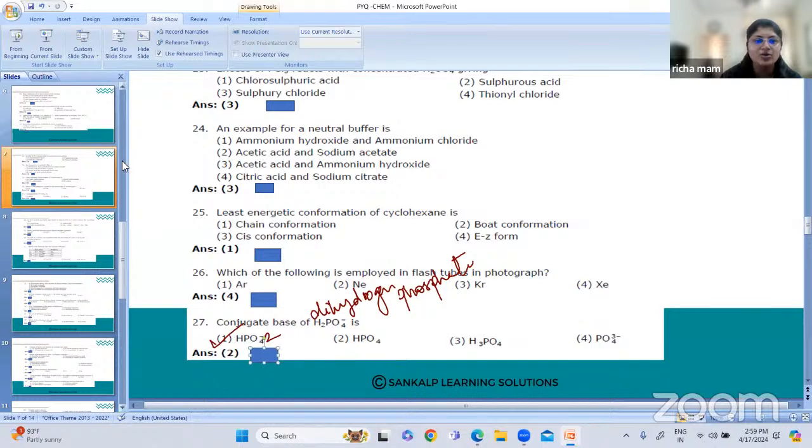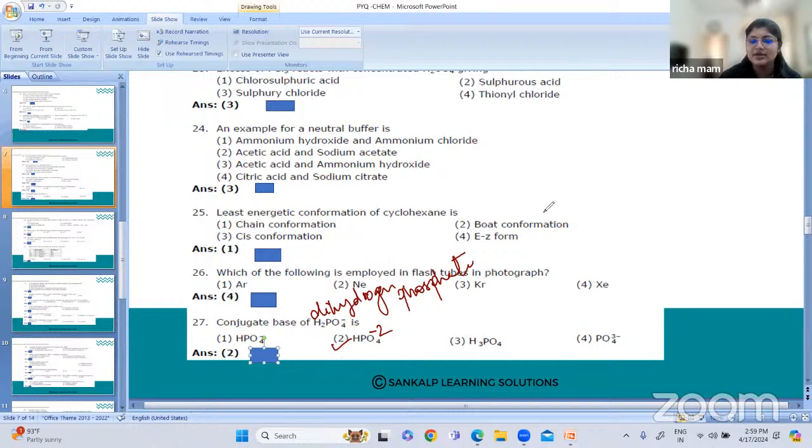HPO4 minus 2. Okay, so we have to alter that here, not here. So there is a printing mistake. So the answer is HPO4 minus 2. So got it? That is the conjugate base of dihydrogen phosphate.